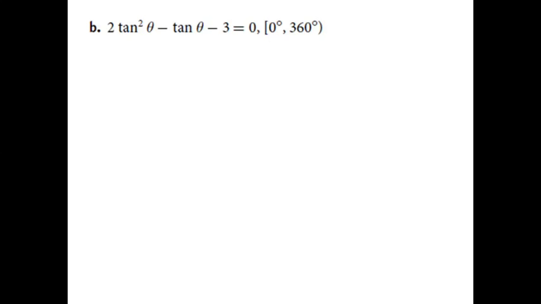All right, next up, 2 tangent squared theta minus tangent theta minus 3 equals 0. And we have an interval 0 to 360. So once again, you could replace tangent theta with a variable and solve it, factor it that way. I'm going to go ahead and work with the trig functions.